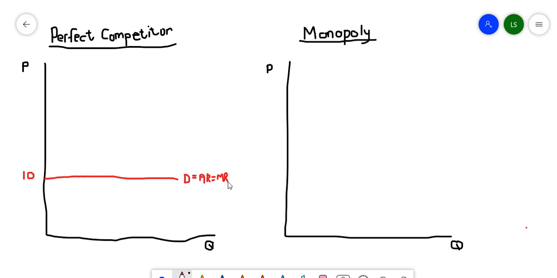In step two, you should know your steps by now. We are going to add marginal cost. All right. So when we're adding marginal cost, we just do it. There we go. And we label the graph immediately.